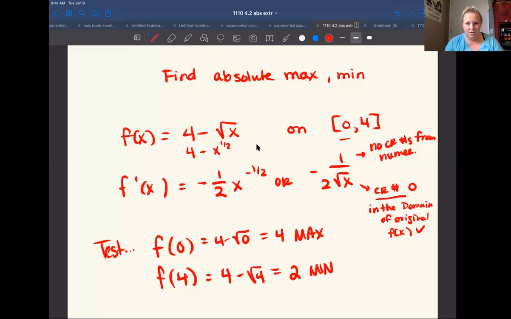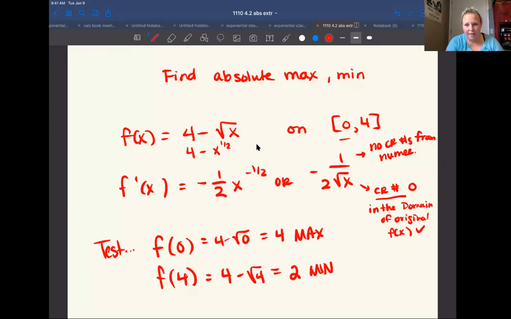Some of the questions just ask you for the critical numbers. Some of the questions ask you to identify the absolute max and the min. But the hardest part will be finding where the derivative is 0. I think that's what a lot of you are going to struggle with, just because of the last derivative chapter. Okay.